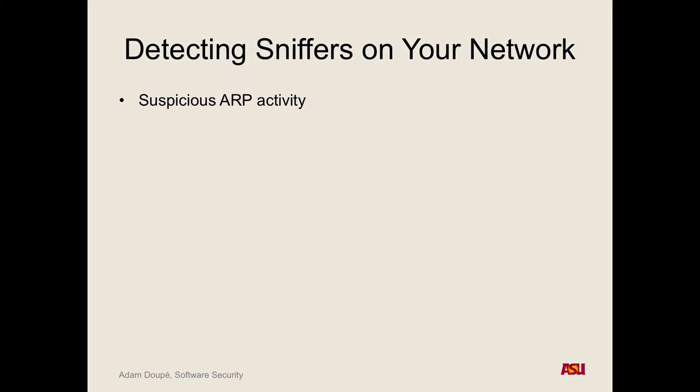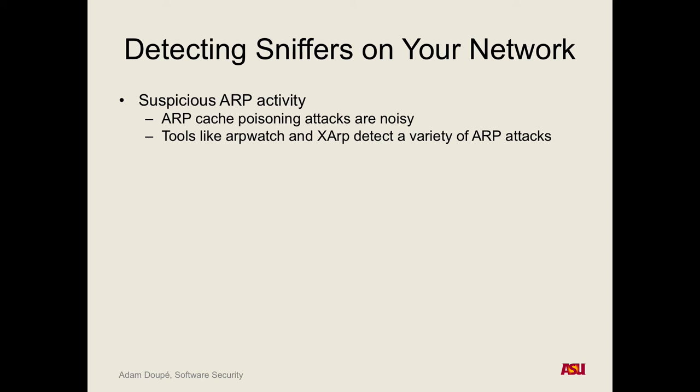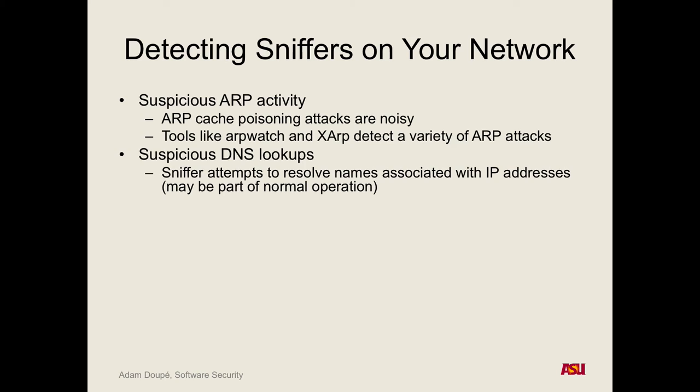we can look for suspicious ARP activity. So this is what we talked about, right? You can look at the traffic that's being sent, if there's any suspicious ARP activity. If you're doing ARP cache poisoning attacks, these are noisy and send lots of ARP packets. There are tools to detect that, so not even just general IDS tools, there are specific tools to look for these.